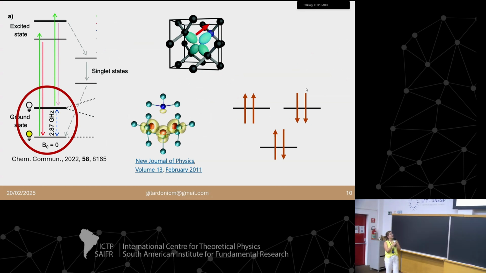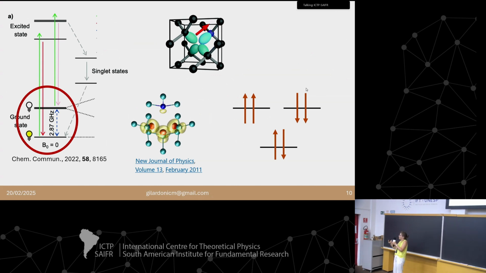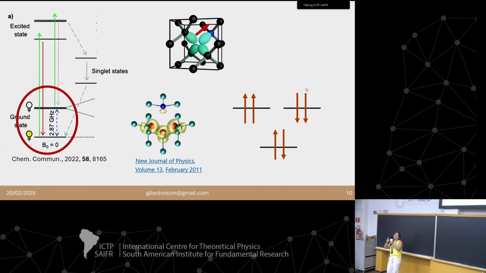And this triplet has a zero field splitting that arises from the dipole-dipole interaction between the 2 unpaired spins, right? So these 2 unpaired spins that are trapped within this space, they interact through dipole-dipole interaction. And this interaction is different depending whether spins are aligned parallel to the symmetry of the electronic state or anti-parallel, right? So at zero field with no magnetic field, you end up with the spin splitting that comes from this dipole-dipole interaction between these 2 states.